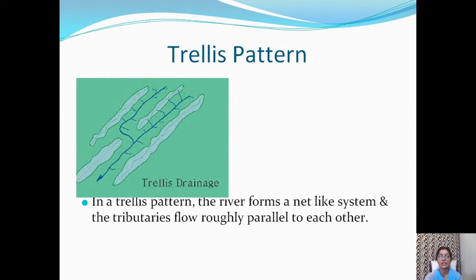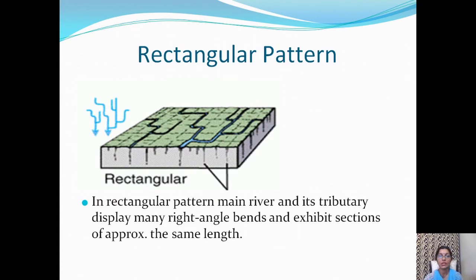Third is trellis pattern. In a trellis pattern, the river forms a net-like system and the tributaries flow roughly parallel to each other as shown in the diagram. Rectangular pattern. In this, the main river and its tributaries display many right angle bends and exhibit sections of approximately the same length. Here, the tributaries join the main river at right angles. You all are familiar with the shape of a rectangle.